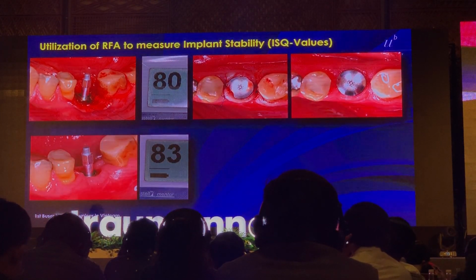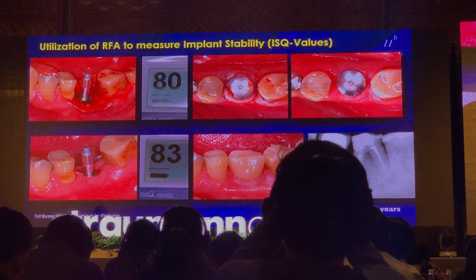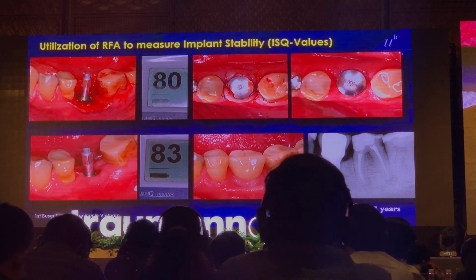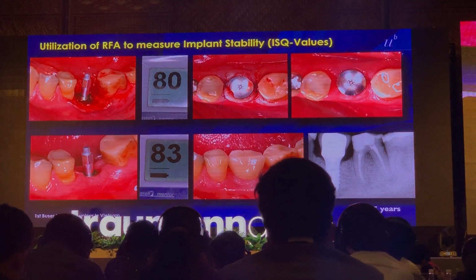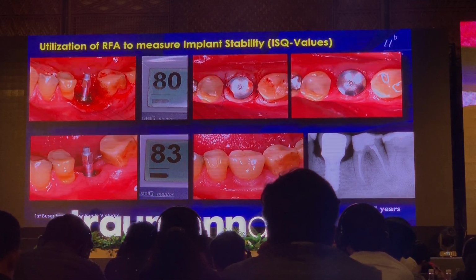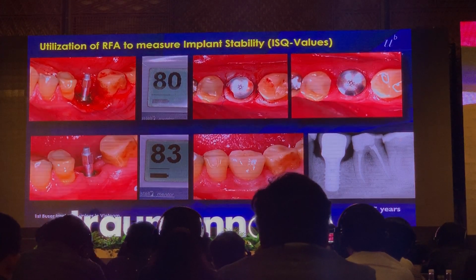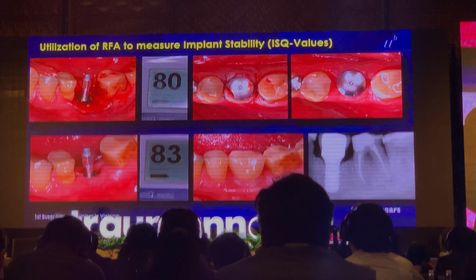And then we measure ISQ again. So a slight increase to 83, and then the patient, as part of the study, immediately got a provisional crown to get the loading on top. But of course, in clinical practice, that's a little bit different. These patients are sent back to the referring dentist, they take an impression, and then it normally takes a week to get the crown back from the technician.